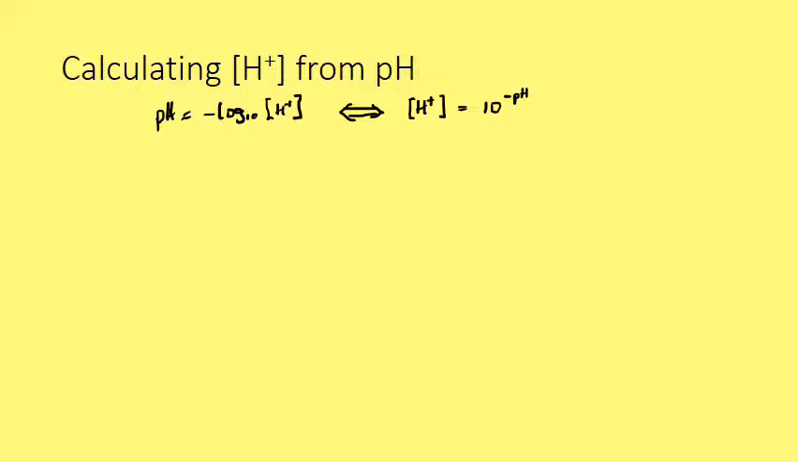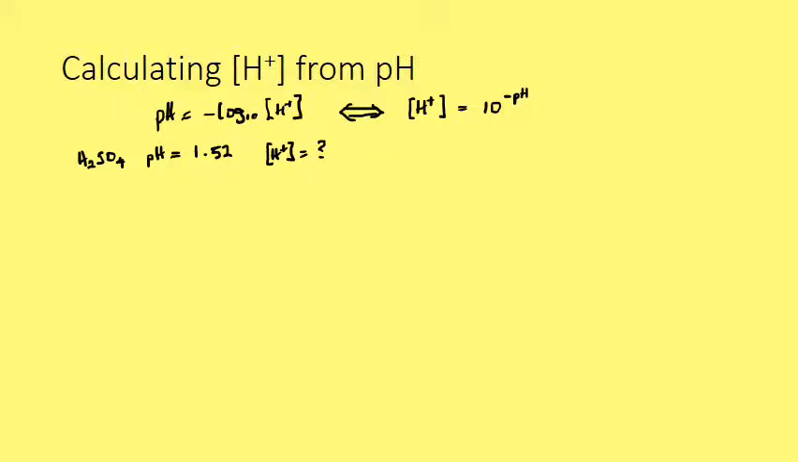So let's do a little example here. Let's say we have a solution of sulfuric acid, and I'll write down sulfuric acid to remind ourselves, and it has a pH of, let's call it 1.52. And what we want to know is the hydrogen ion concentration. So I'll write that like this. Hydrogen ion concentration is what?